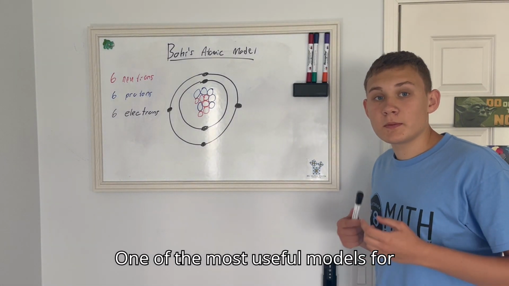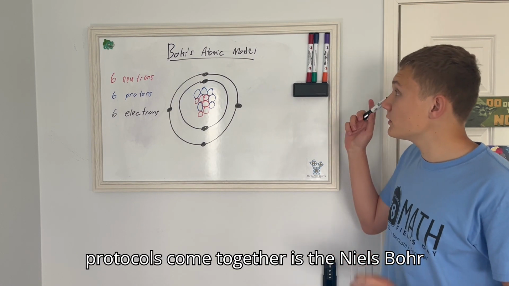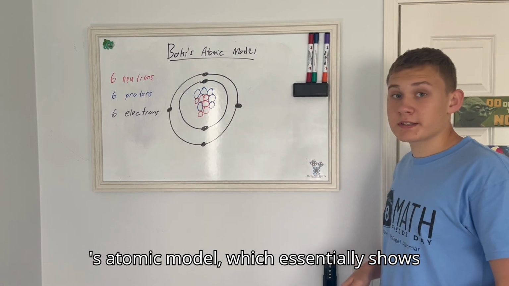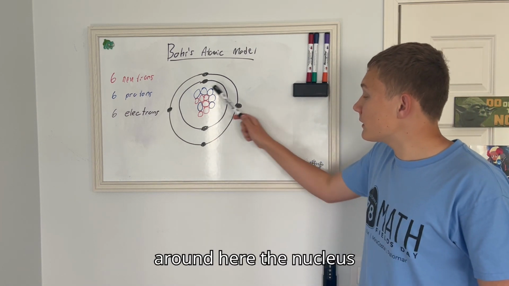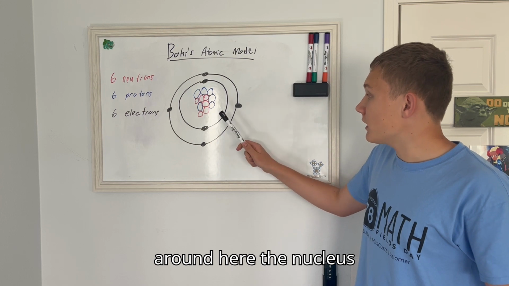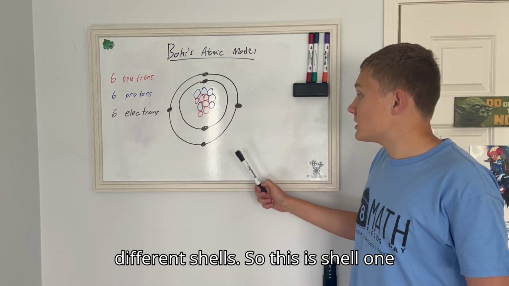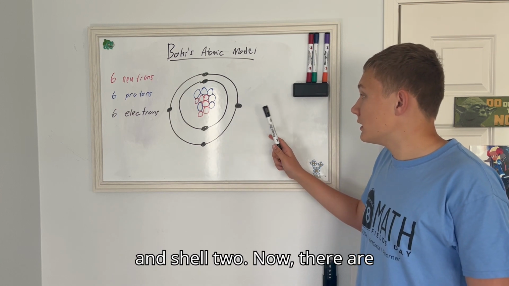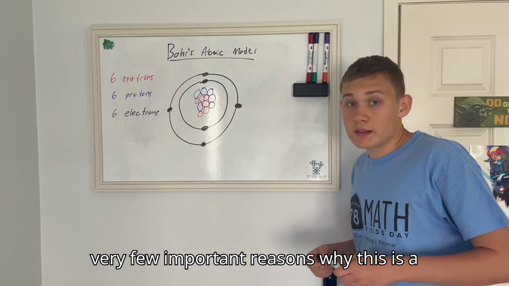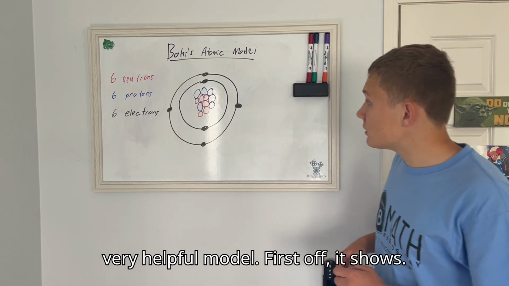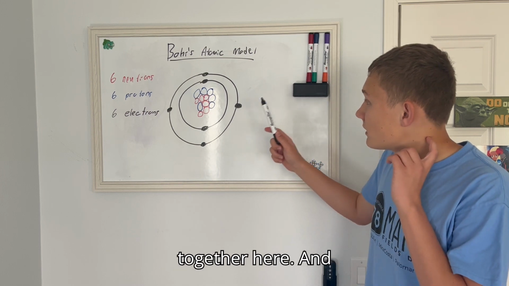One of the most useful models for determining how these elementary particles come together is Niels Bohr's atomic model, which essentially shows neutrons and protons centered here, the nucleus, and then electrons orbiting in different shells. So this is shell 1 and shell 2. Now there are a few important reasons why this is a very helpful model. First off, it shows how protons and neutrons are gathered together here.